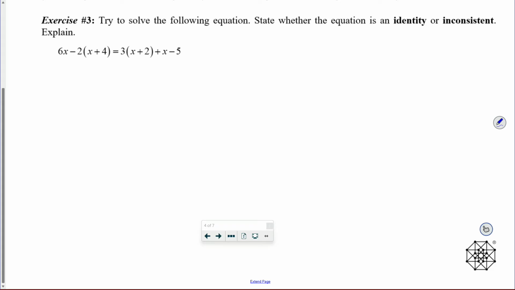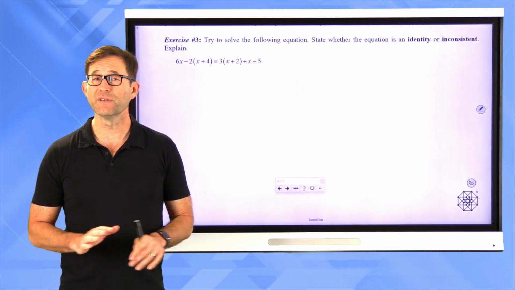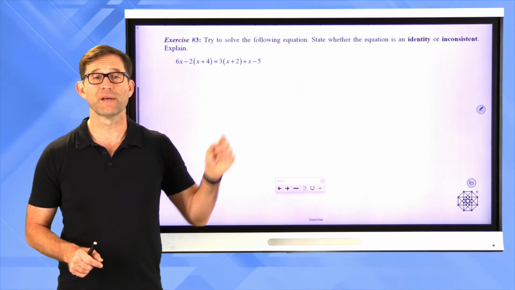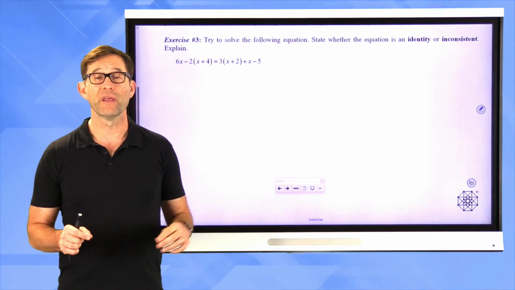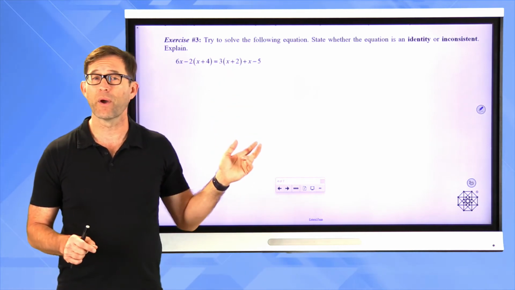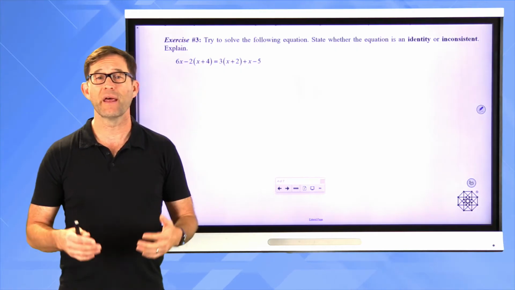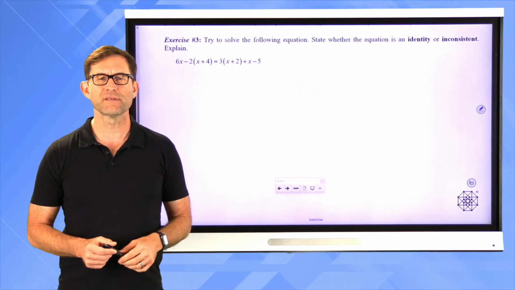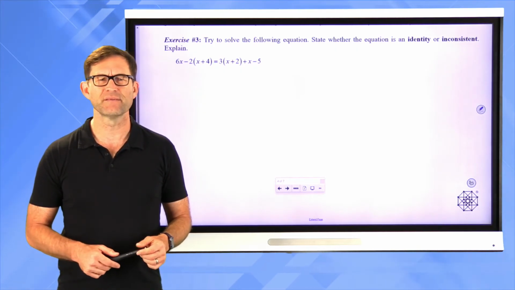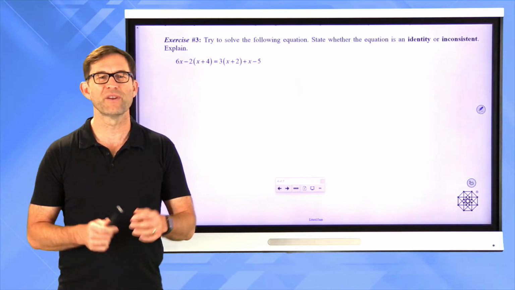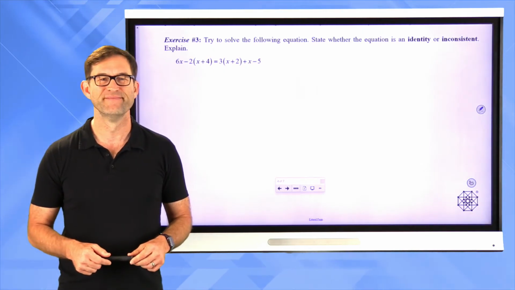Try to solve the following equation. State whether the equation is an identity or inconsistent. Explain. All right, so what I'd like you to do, this is very similar to the one that we solved in exercise number 1. I'd like you to pause the video and go ahead and try to solve this equation as much as you can, as far as you can, until you get something that kind of makes you go, that seems odd. So pause the video now and see what you can do.